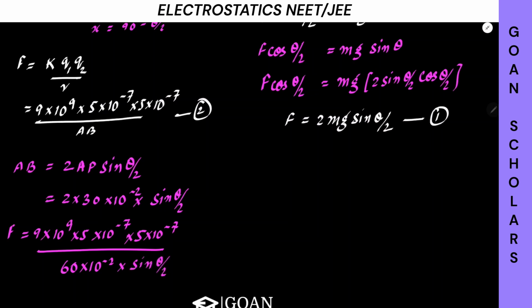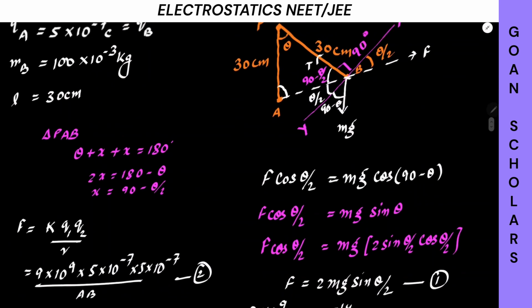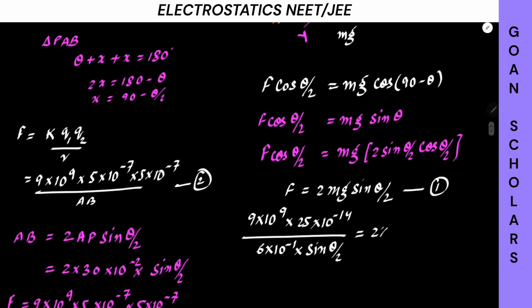Now let's substitute it here in equation 1. So if you substitute here, what is our F? Let's substitute only, then we will simplify. 9 into 10 to the power 9 into 5 into 5 is 25 into 10 to the power minus 14, whole divided by 60, so 6 into 10 to the power minus 1 into sine theta by 2, equals 2 mg. What's the weight? M, mass of the object. M is given as 100 grams. So 2 into 100 grams, so 10 to the power minus 3 into 9.8 into sine theta by 2. I hope this is clear.